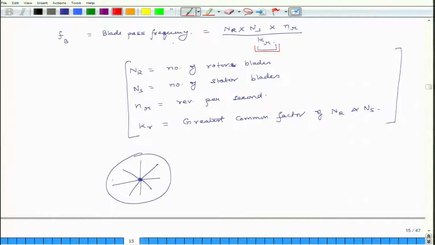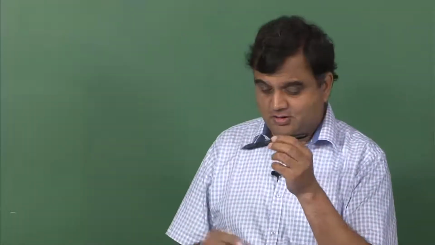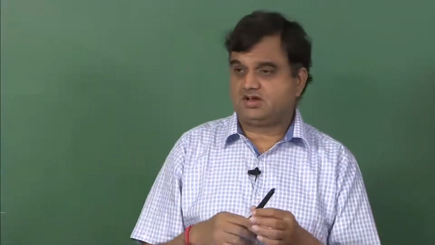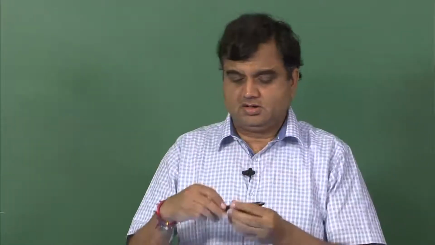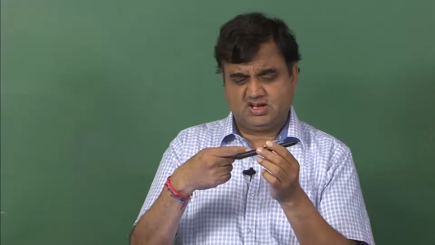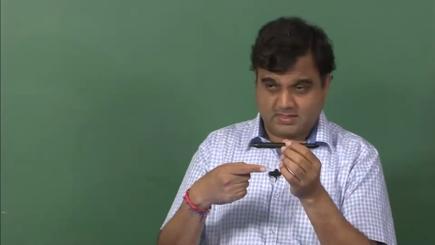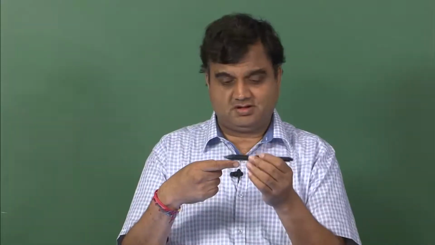So, why are we dividing it by Kr? To understand this, let us look at this picture again. Suppose you have only 3 blades. One is at 0 degrees, the other at 120 degrees, the third at 240, and then they rotate. So you have 3 rotating blades and 1 stator blade. In each revolution the number of interactions with the stator blade will be 3.